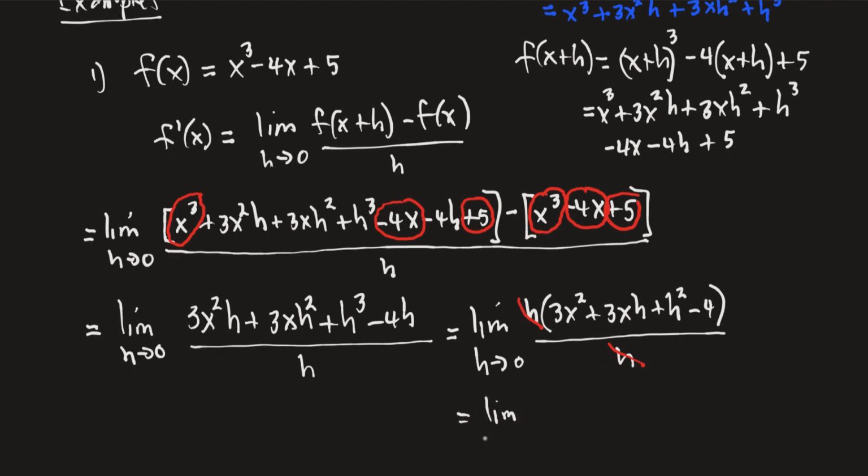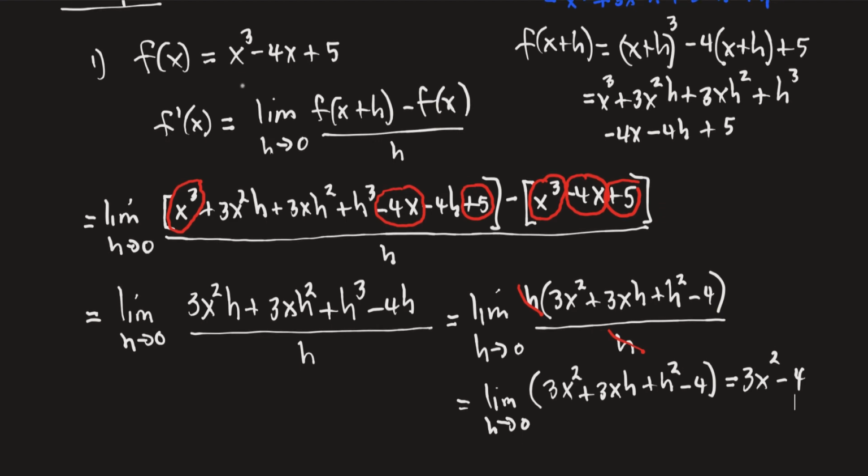So we're left with the limit as h approaches 0 of the expression 3x squared plus 3xh plus h squared minus 4. And now, since I've gotten rid of the h in the denominator, my limit for sure isn't going to be indeterminate, because I can evaluate this at h equals 0, and the two middle terms will cancel out. So what are we left with? We're left with 3x squared minus 4. And this is the derivative of our original function.